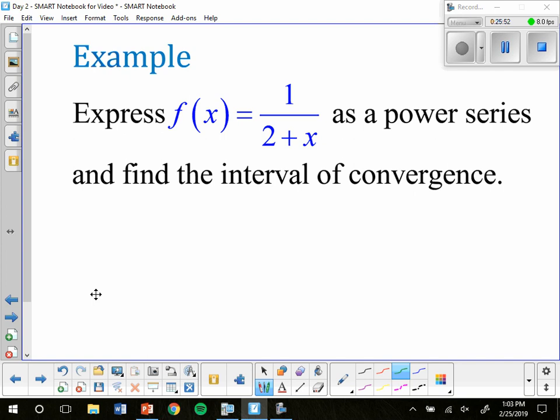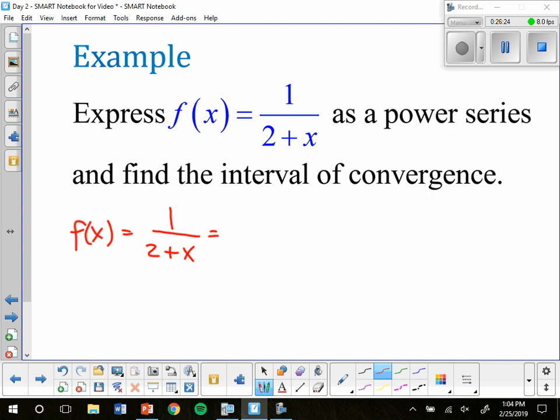Does it have to be 1 over 1 minus x? It has to look like A over 1 minus r. We are going to have to get rid of the 2. A and r can do whatever they want, but that 1 has to be there. So that's our first step: we need to write our function 1 over 2 plus x as A over 1 minus r. The only thing that has to be there is a 1 and a minus. So let's get rid of the 2. How do we get rid of the 2?